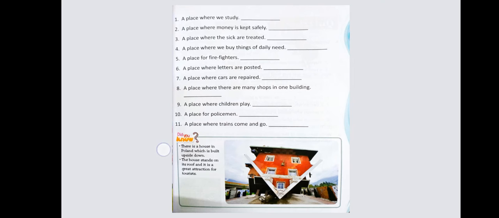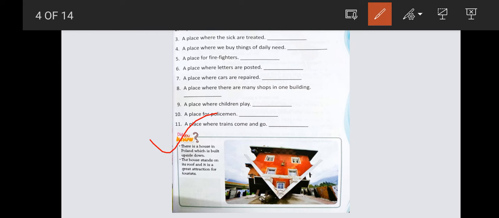Now look here. There is a house in Poland which is built upside down. You can see the picture. The house stands on its roof and it is a great attraction for tourists. So, you can see the picture, children. This is a house in Poland which is built upside down and tourists come here to visit this house.